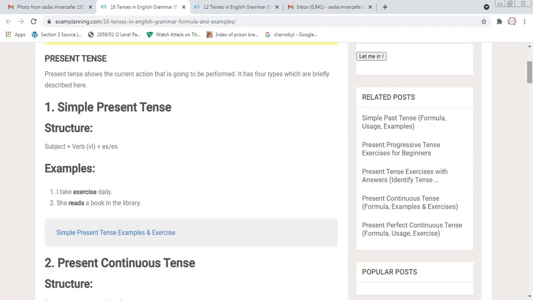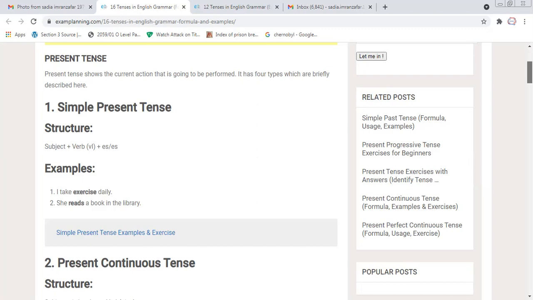So I is a subject here, take is a simple form of verb, and exercise is a predicate, the thing on which we are doing it. What are we doing? We are doing exercise, and daily. And the second sentence is she reads a book in the library. So with read you add s because this is a singular person. So this is the basic structure of simple present tense.